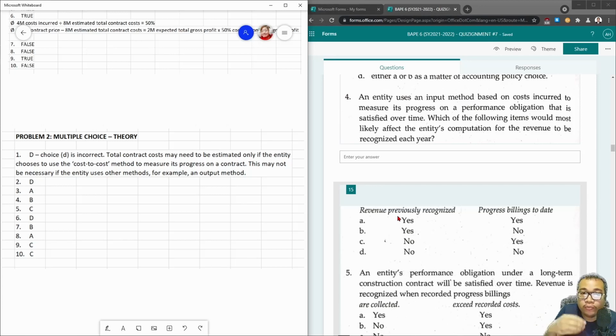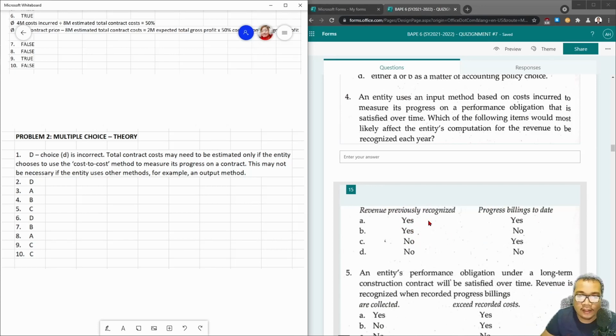Kasi nag-accumulate yan eh. O, nadagdagdagan. So, para malaman mo ano lang yung for the current period, tanggalin mo yung previous period. Kasi pag nagbe-measure ka na ng contract price times the percentage of completion, nasasama yung previous period. Of course, kasi nangyari na eh. Nag-accumulate siya. So, ang mag-affect lang, revenue previously recognized, hindi yung progress billing to date. So, ano dyan? Yes, no.